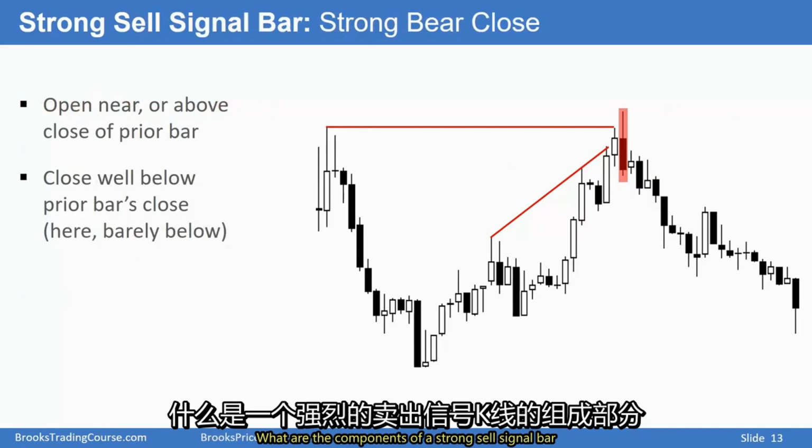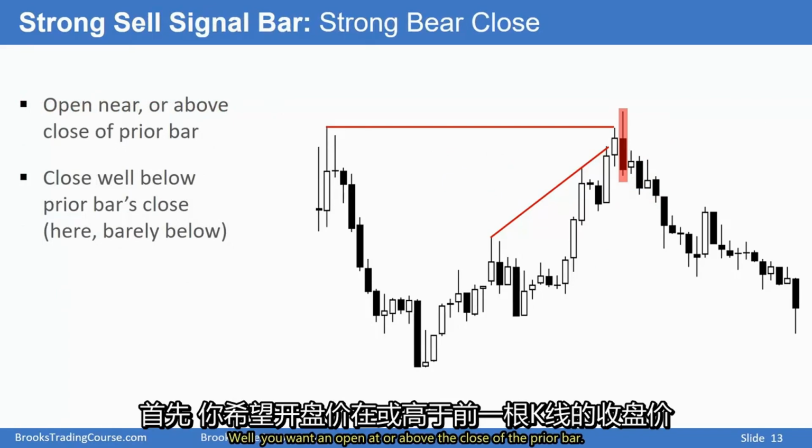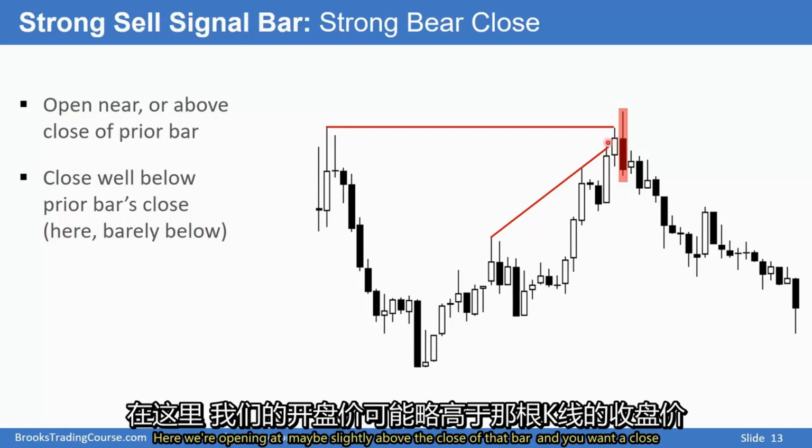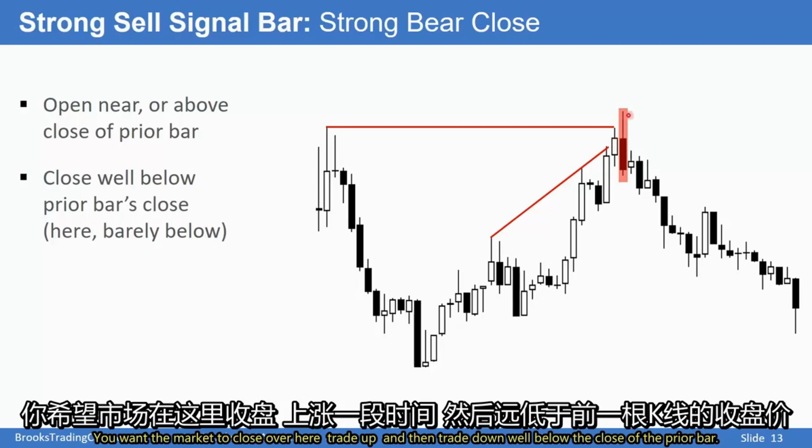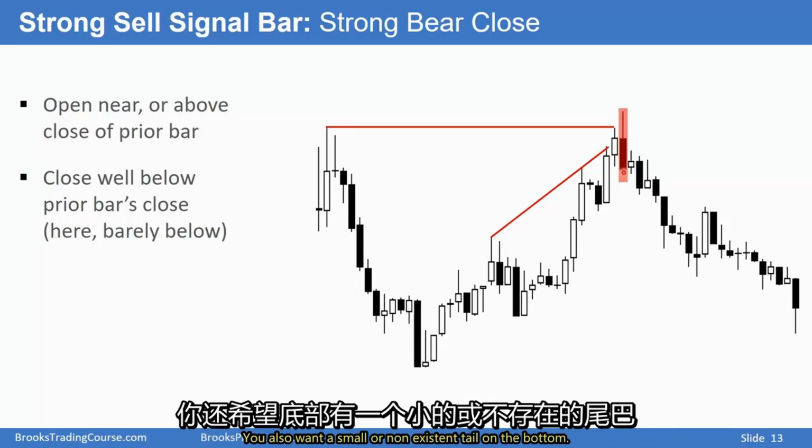What are the components of a strong sell signal bar? Well, you want an open at or above the close of the prior bar. Here we're opening at, maybe slightly above, the close of that bar. And you want a close well below the close of that bar. You want the market to close over here, trade up, and then trade down well below the close of the prior bar. And you also want a small or non-existent tail on the bottom.